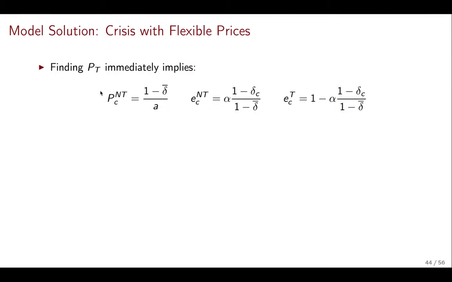Then we can use the two prices and the market clearing conditions to get the two expressions for non-tradable labor and tradable labor. And here we find what the main point is going to be. If you have a very large demand shock, that's going to decrease the non-tradable sector heavily. You can see that the larger the demand shock, the larger delta C is, the larger the decrease in non-tradable sector employment is going to be.